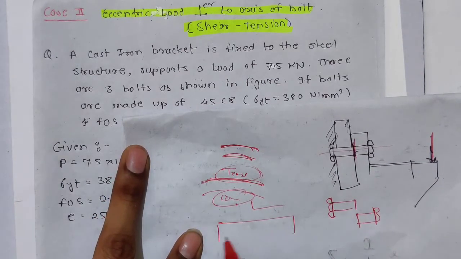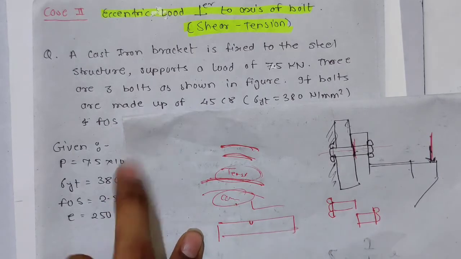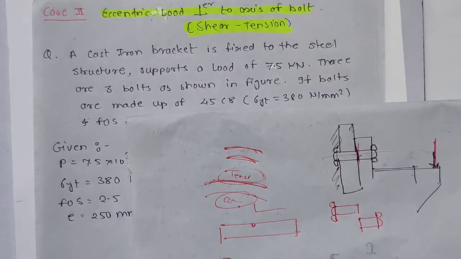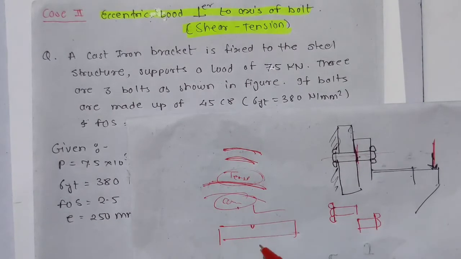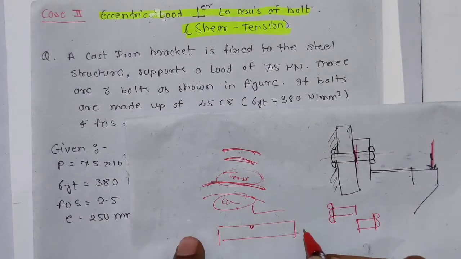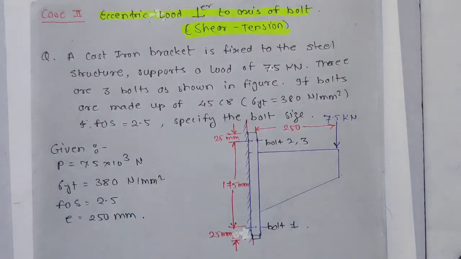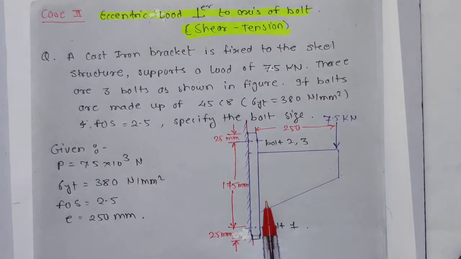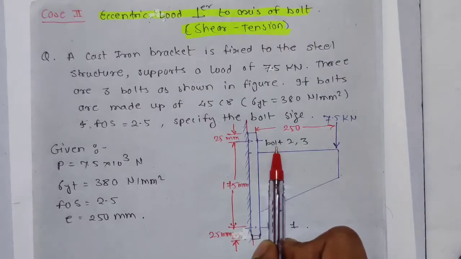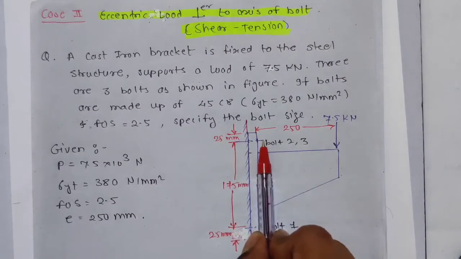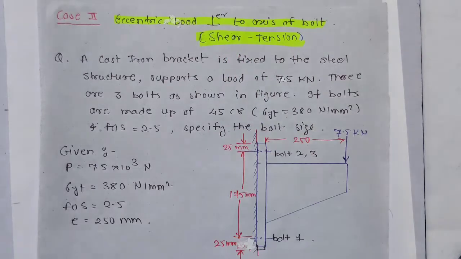If you have this structure and there is some crack, then what will the compression load do? It will try to close the gap, whereas tension will try to open the gap. That's why we consider tension as a failure criteria. So in this case, first direct shear stress is acting and then second is tension, or you can say bending. Bending we consider as tension. So that's why shear and tension.